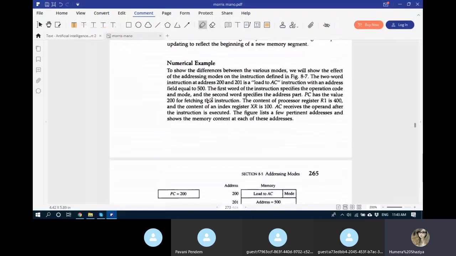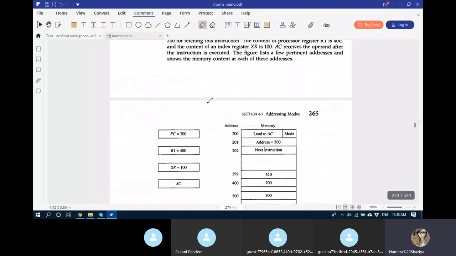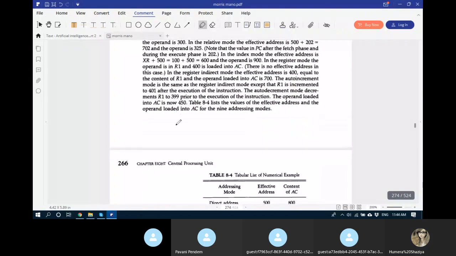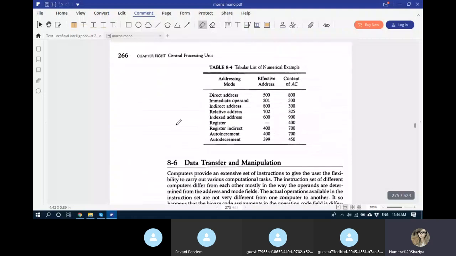Let us look at a numerical example, then the concept will become very clear. Look at this. This is our memory. It has these addresses. Instead of 200, 201, 202, I was taking A, B, C, D, Z. And these are our registers: program counter, R1 register, this is the index register, accumulator. Let's see what happens.